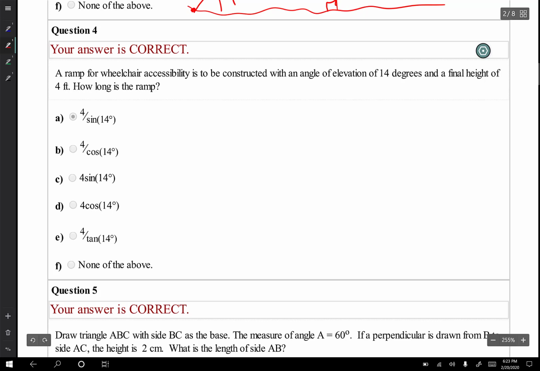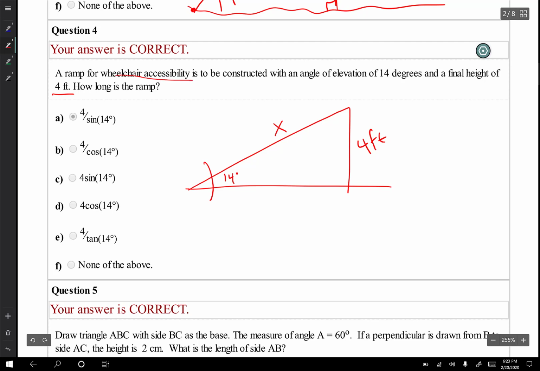All right, so when you make a ramp, here's the horizontal. This is the distance of the ramp. And this ramp went up 4 feet, so I'm going to put 4 feet here. And then here's the angle of elevation, and it's 14 degrees. Usually when you're doing handicapped or wheelchair accessibility, you want your angle to be pretty small. So here we go. How long is this ramp here?